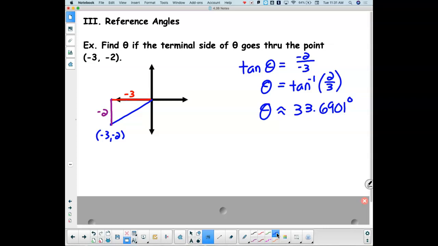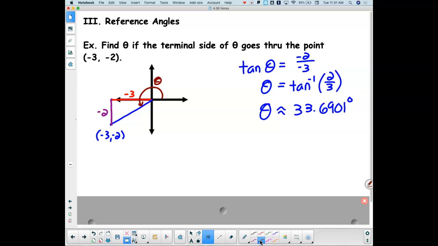Why is it the wrong answer? Initial side is always on the positive x-axis. So it is plus 180. Where is theta? In the third quadrant. Theta is right here. This whole angle right here is theta.